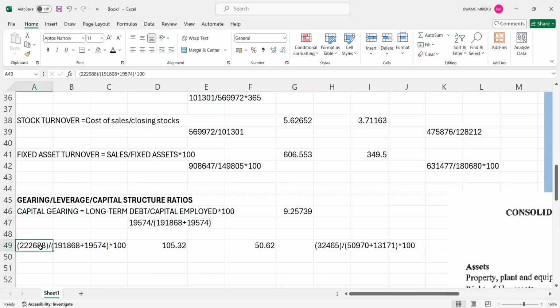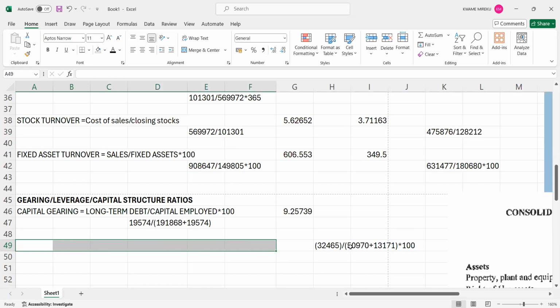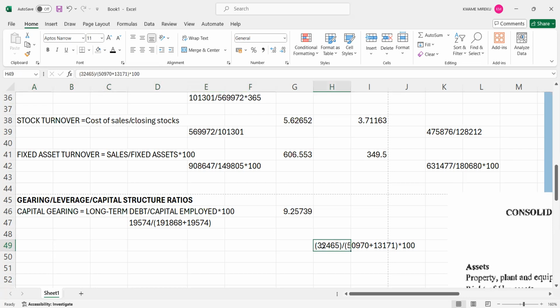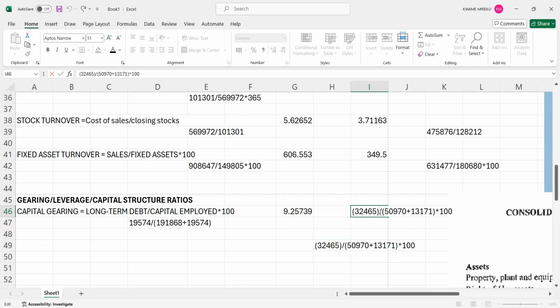Okay, so I'm done with 2023. Then, can you give me the current liabilities? 13,171. Long-term liability, right? Long-term debt for 2022. Yeah, 13,171. Yeah. Okay.